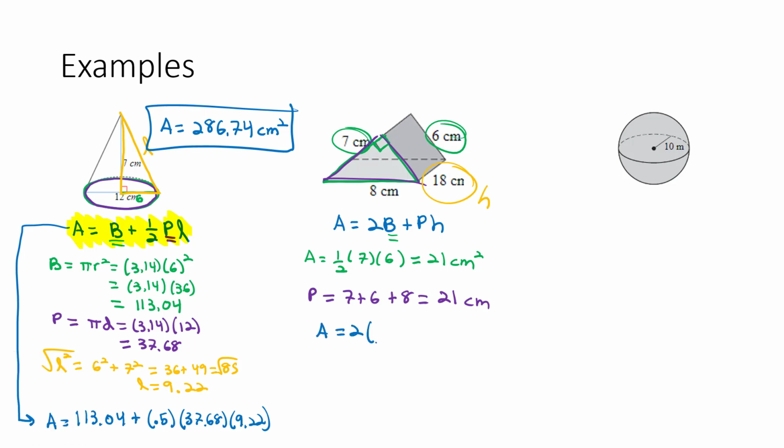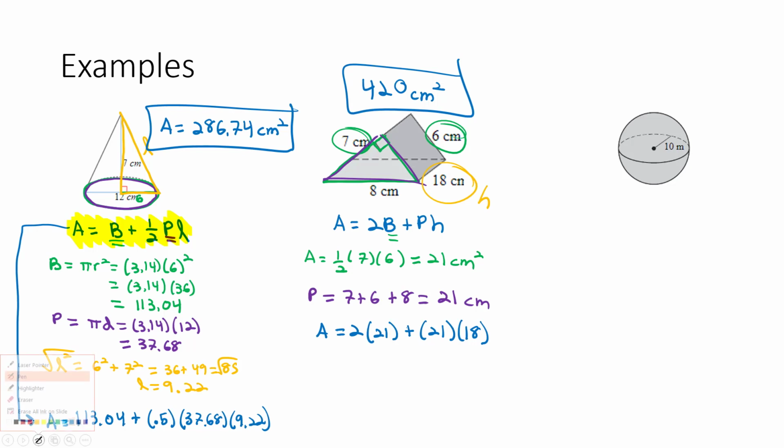Area is equal to 2 times the base. The base area we found out was 21. Plus P, the perimeter, which we found out was 21, times the height, which is 18. I can type this on my calculator. 2 times 21 plus 21 times 18. And we find out that our area, I'll stick it up above, 420 square centimeters. That's a 0, 420. That's a bad 0. 420 square centimeters is the surface area of this prism.